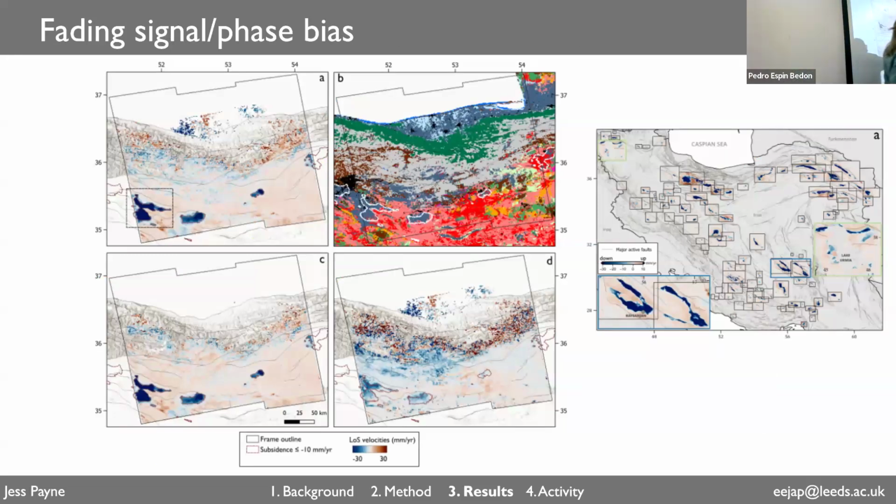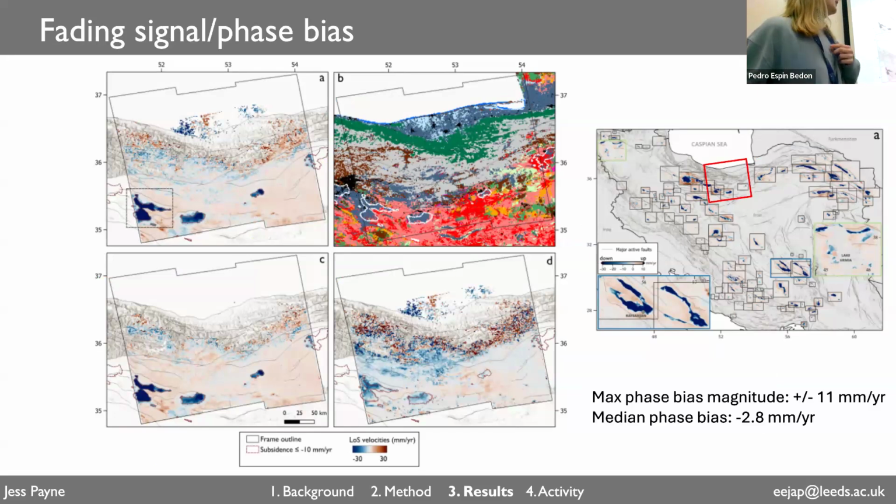And when we remove that estimated phase bias from the signal, we get this slightly cleaned up version, which looks actually quite similar to the original velocities. And we find, in fact, despite expecting quite a lot of phase bias, we don't get too much compared to the actual velocities that we're estimating.